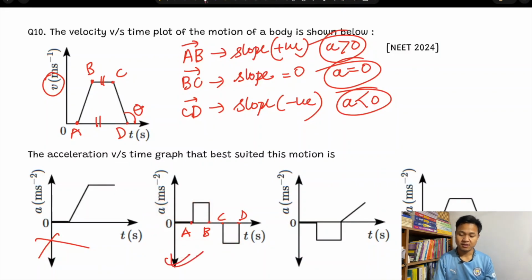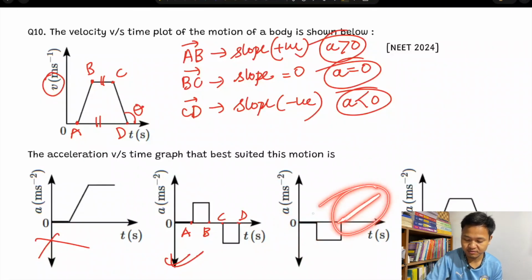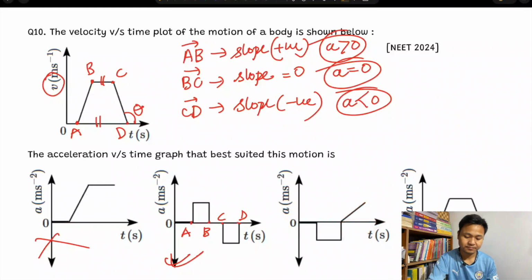Now the last option, here also it doesn't satisfy. A to B is 0, then some positive value, then negative, so the last option is also wrong. Third option is wrong too. Here you have 0, then some negative value, minus a, and here this is increasing. So it is wrong. Okay, so that much.